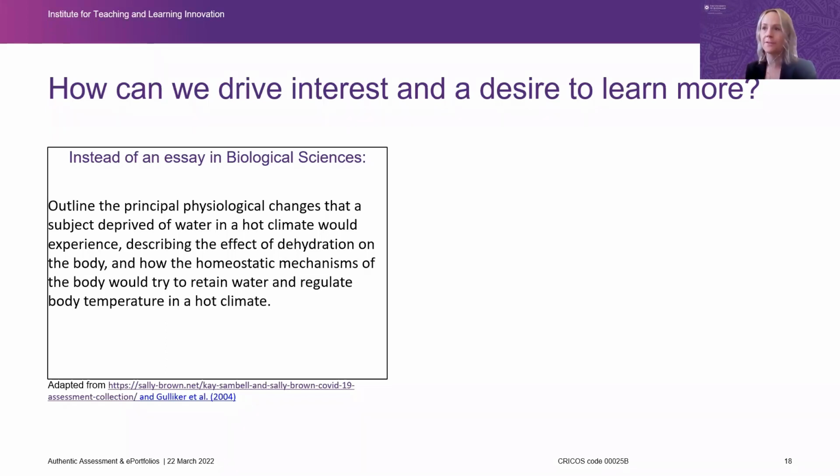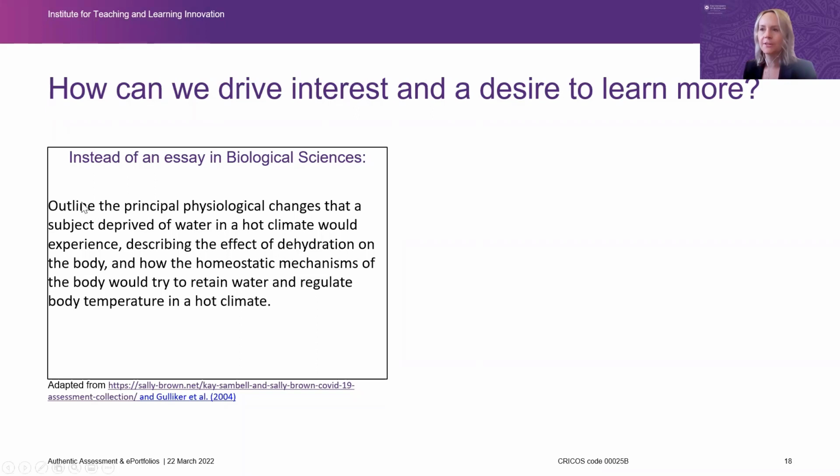So I've taken one from there, and this is instead of an essay in biological sciences. So here's the essay question. Let's have a read of this. Outline the principal physiological changes that a subject deprived of water in a hot climate would experience, describing the effect of dehydration on the body and how the homeostatic mechanisms of the body would try to retain water and regulate the body temperature in a hot climate. Okay, so an essay. What's missing from here? How could we provide a more authentic experience?